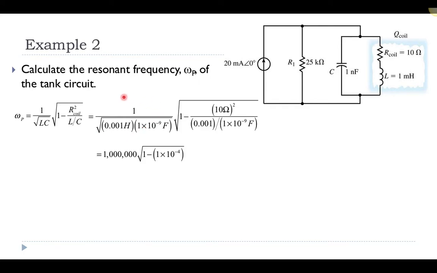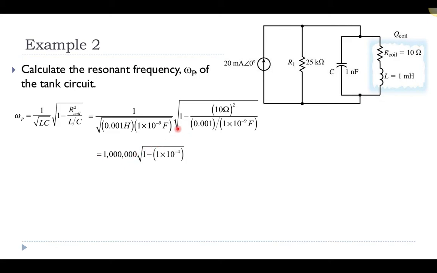And I realize that the term out front, so when I multiply the inductance times the capacitance, my inductance is 1 millihenry, 1 times 10 to the minus 3. My capacitance is 1 nanofarad, 1 times 10 to the minus 9. And then I take the square root and the inverse, I get a really big number here, right? So this resonance frequency is like 1 times 10 to the 6.